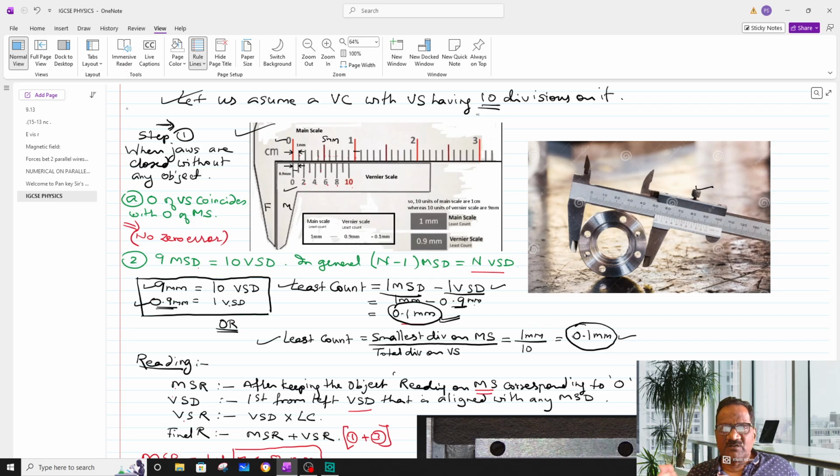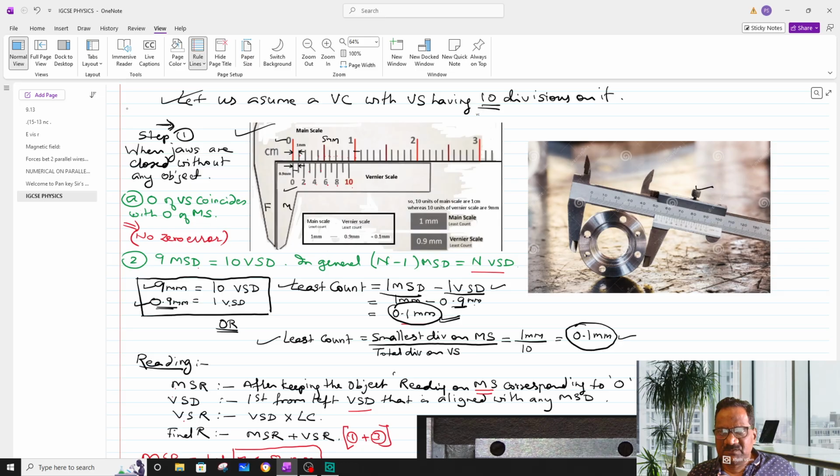Once the least count has been found out, as I told you, it is always printed on the vernier caliper. You need not take any pains to separately find out the least count, but just for teaching purposes, I told you how to find out the least count. Now once you know that the zero error is 0, and once you know that the least count is 0.1 mm, now we can proceed with taking the reading. Now this object was kept and it was removed also.